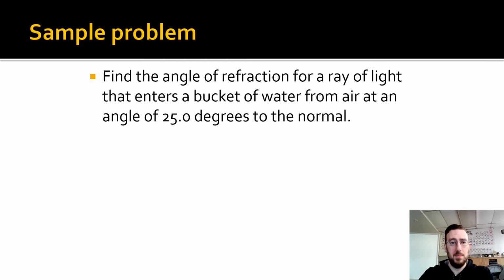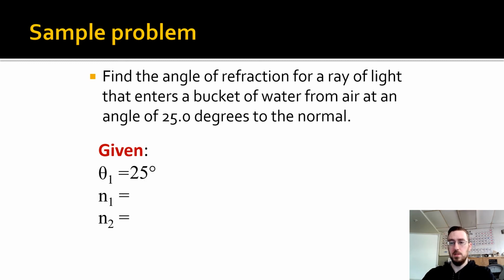So let's do an example here. Find the angle of refraction for a ray of light that enters a bucket of water from air at an angle of 25 degrees to the normal. So let's start by figuring out what we know. First, we can get theta 1, n1, and n2 from this. Theta 1, the angle of incidence, that's the incoming angle. That's 25 degrees in this example.